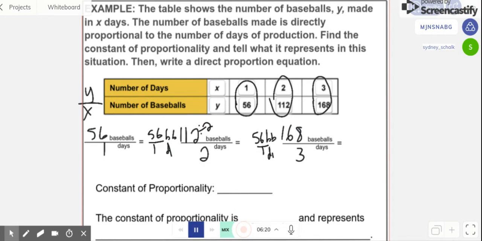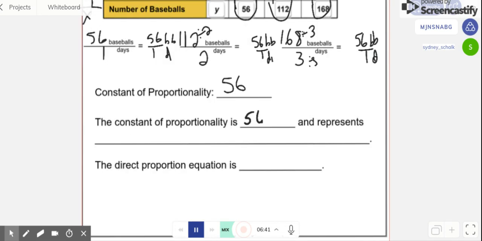And then lastly, 168 over 3, well, to get 3 to a unit rate, or to get it to 1, we divide it by 3, and that means we have to divide our numerator by 3 as well. And once again, we get 56 baseballs per day. So the constant of proportionality is 56 and represents the number of baseballs produced per day.